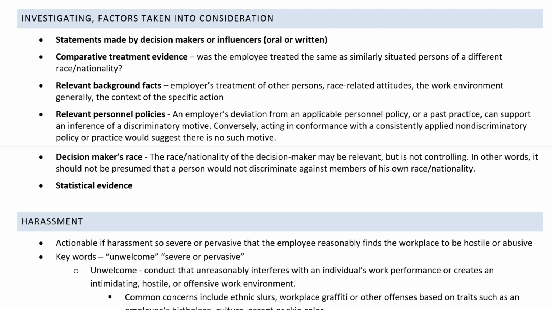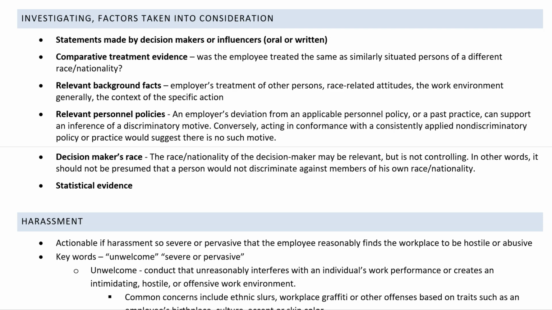Now let's assume that somebody has filed a lawsuit, and we can consider this from either side, as the employee or the employer. And the EEOC is going to go in and do an investigation to try to figure out if it looks like there's actual discrimination happening here. What factors are going to be taken into consideration? Well, we can take several things into consideration. Statements made by decision makers or influences, whether they be oral or written. Okay, we can bring those into court and use those as evidence.